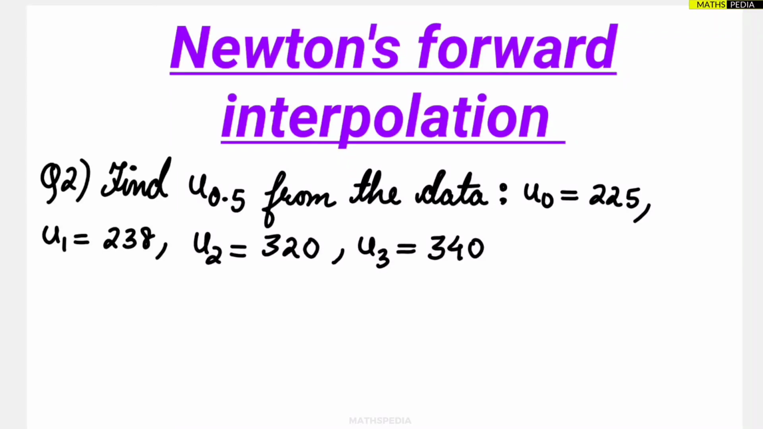So we're going for the second problem here. Newton's forward interpolation, second problem we are taking. Here, quite a different problem we have got. So u of 0.5 we have to find from the data given. u0 equal to 225, u1 is given, u2 is given, u3 is given.